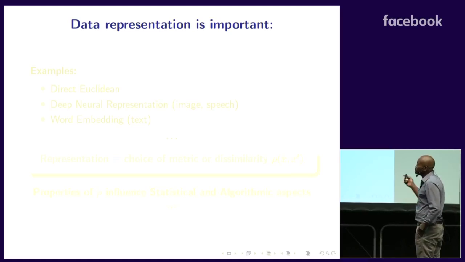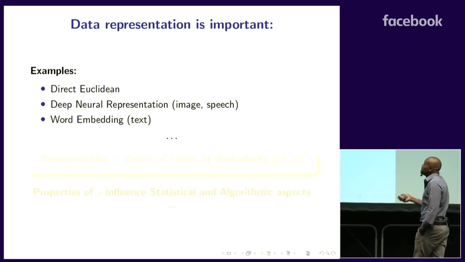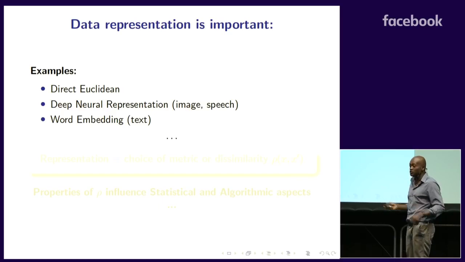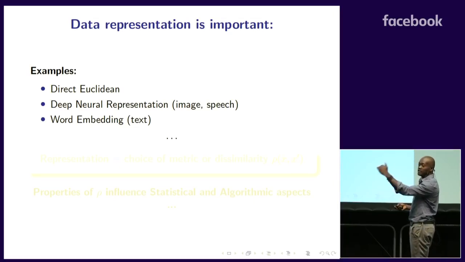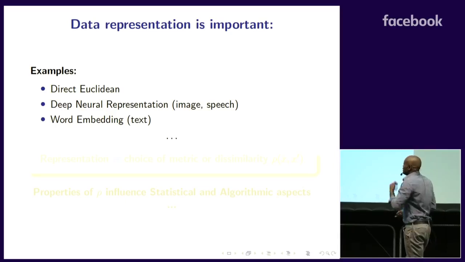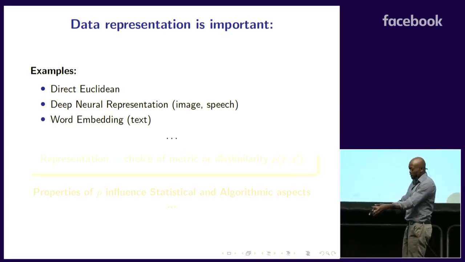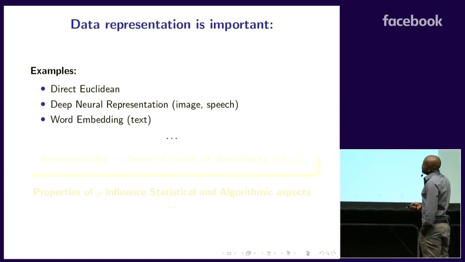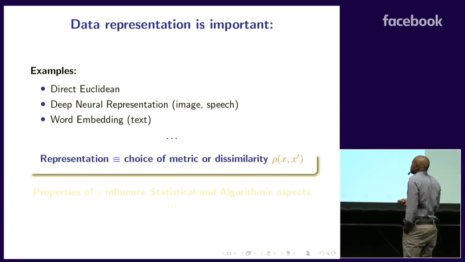So the first examples of representation, we all know, the first simple example is you just use a Euclidean metric. So you take your data, it's a vector in some Euclidean space, and you just use it directly. Some newer types of representations come from deep neural nets, where you take the last layer of a deep neural net, and then you do nearest neighbor on that layer. Or you have word embeddings, you embed the words into some space, maybe word2vec, and then you do nearest neighbor in that space.